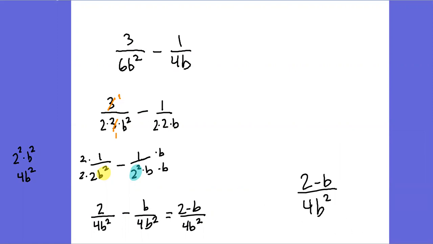One domain restriction here, and that would be that b is not going to be allowed to be 0, because that would give us a 0 in the denominator down here.